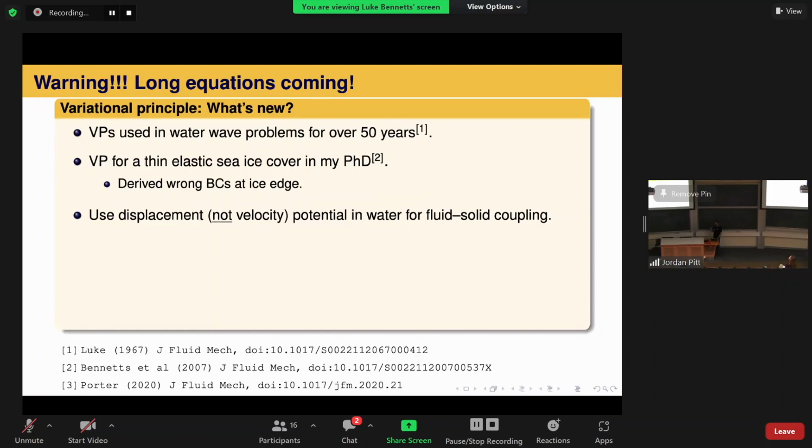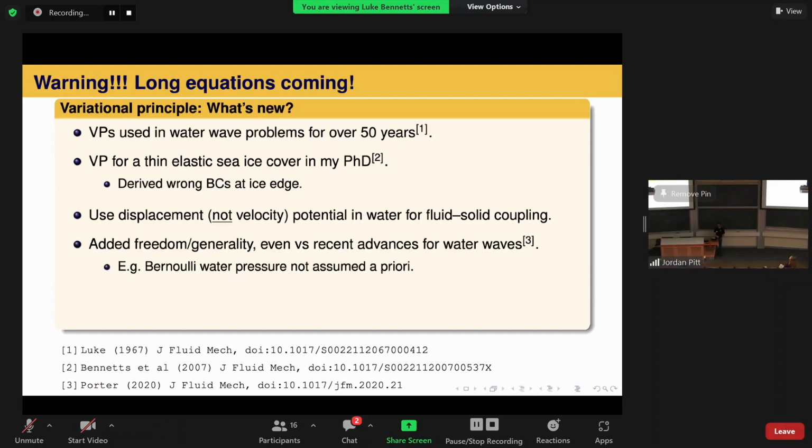So in order to couple the solid ice to the fluid water, I'm going to be using a displacement potential, which is odd in the context of water waves. You would usually use a velocity potential. There's a lot of freedom that we put into the variational principle. So for instance, we are not assuming Bernoulli pressure from the outset.